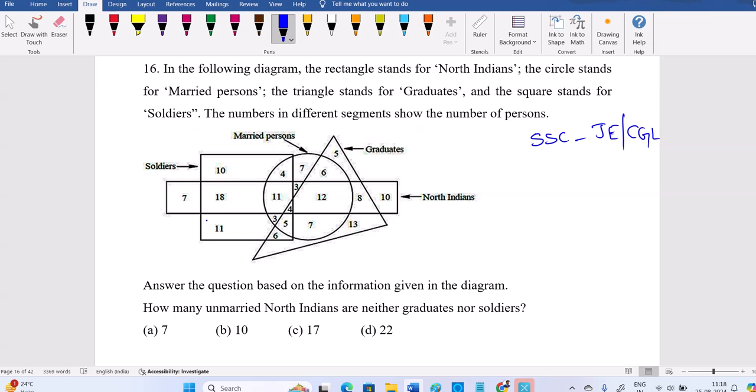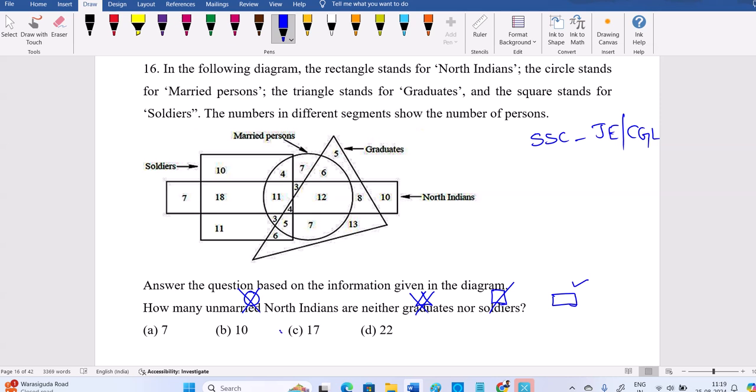So unmarried, so they should not belong to the circle. Circle out. Triangle, no, they are not available in the triangle. Soldiers, square, also no. So they want only, okay, unmarried, but they should be North Indian. They should be in the rectangle, but they should not be in any of these three.